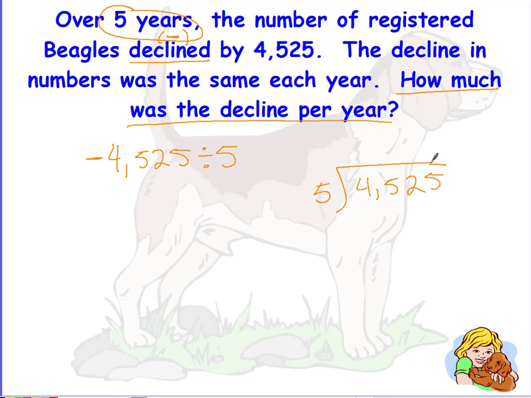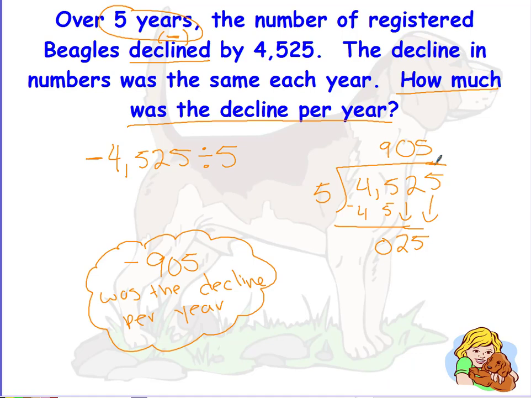4,525. Alright, so make sure your answer matches my answer, and make sure that you have your work shown on your paper. Also, make sure that you have written your answer statement.